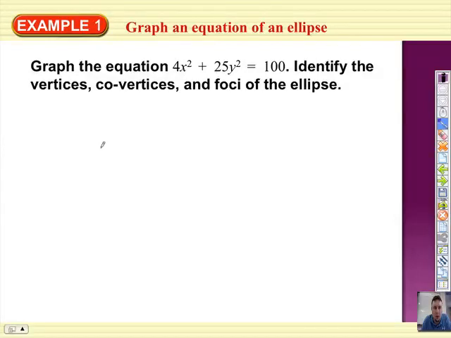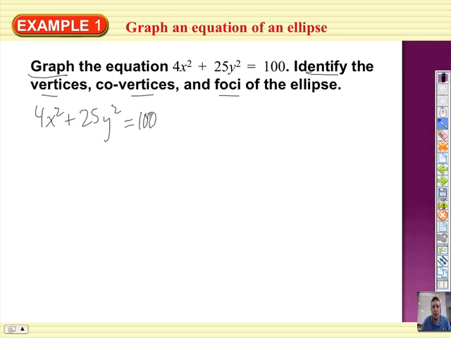Alright, example 1, we want to graph this equation, but even more importantly, we want to identify the vertices, covertices, and foci of the ellipse. Now look at that equation: 4x squared plus 25y squared equals 100.